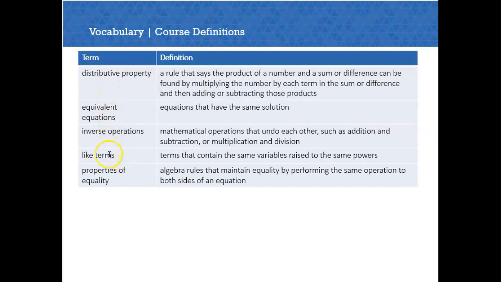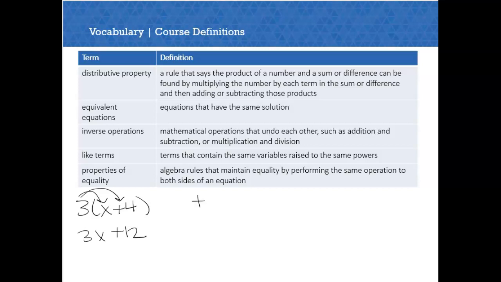We've talked a lot about these throughout the semester. Remember the distributive property from Unit 1. We've also talked about inverse operations. And we've talked about like terms. So remember, the distributive property shows us how to get rid of parentheses. This means 3 times x, 3 times 4.